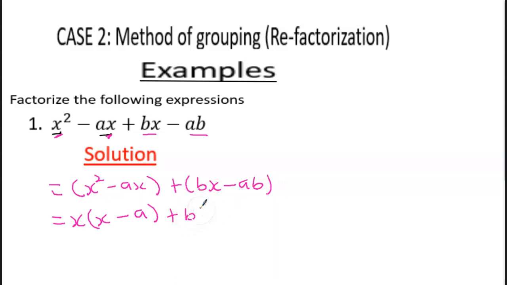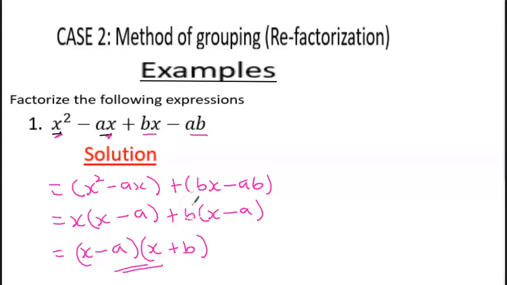You can bring b out. B is common, so it will be left with x minus a. Now we have x minus a, x minus a. So x minus a is common. So that's why I call it re-factorization. So we bring x minus a out. Now when you bring x minus a out, it will be left with x plus b. Here is your answer. With this type of factorization, whatever you get on this side, you should get the same thing here.